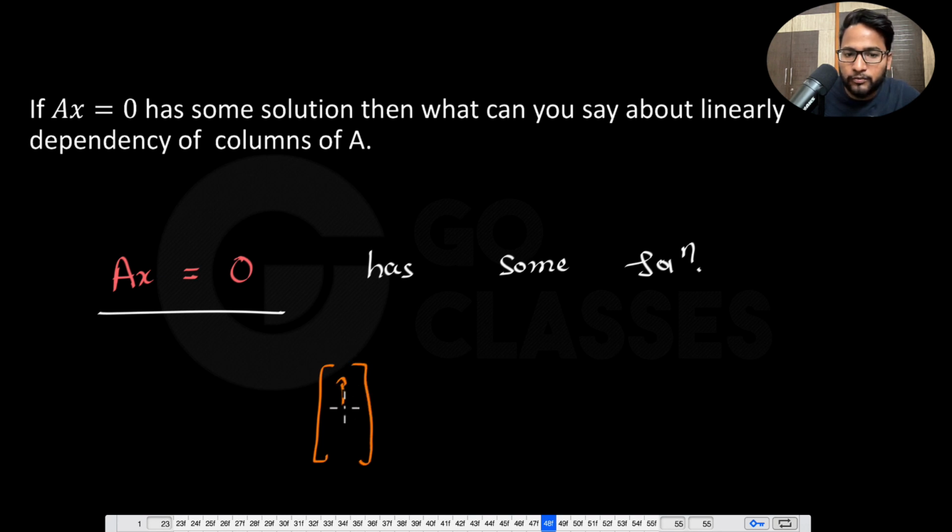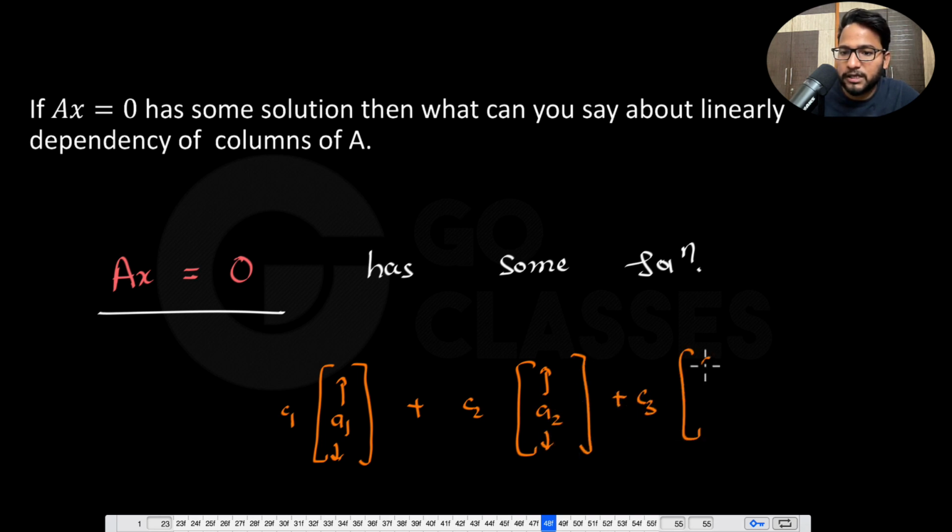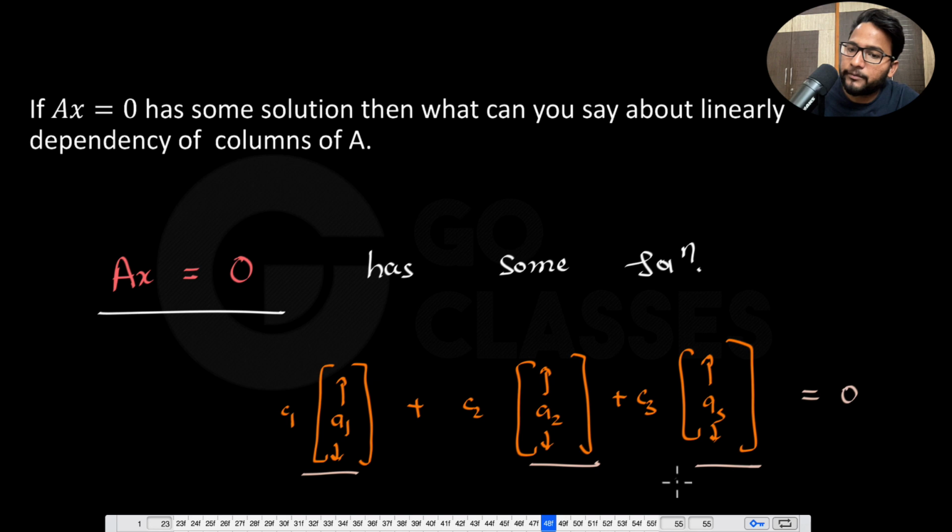So this is the first column, let's suppose a1, and that is getting multiplied by x1, or maybe c1. Let's suppose x is just c1, c2, c3. This is c2, this is a2. Let's suppose this is c3, and then this is a3. So this Ax, I'm writing it in the column format, right? Now they are saying that there are some values of c1, c2, c3 that satisfy Ax equal to 0. Now what does it infer to you? Can you say that these columns are linearly dependent or independent?